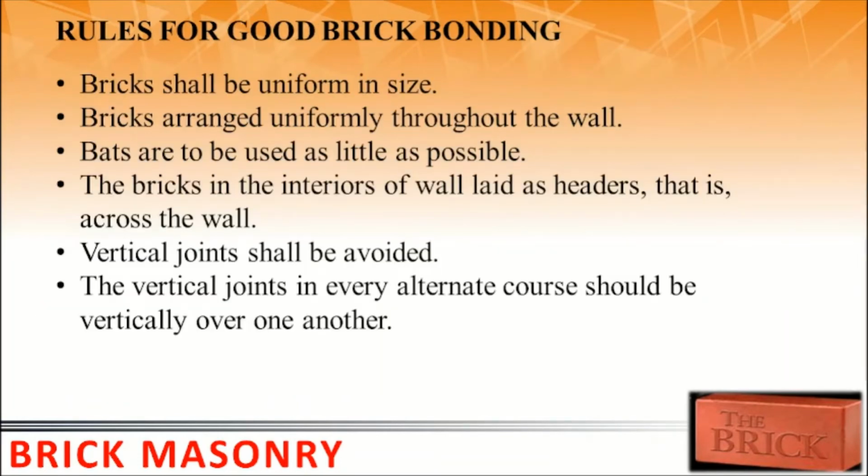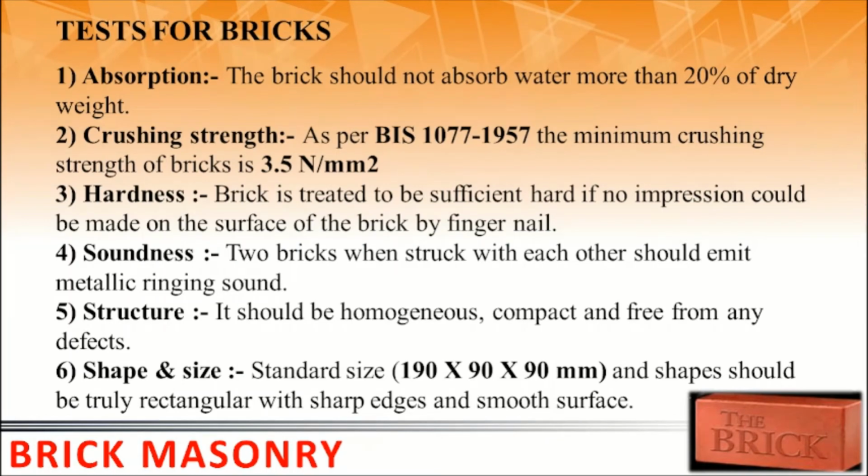Now the rules for good brick bonding. The bricks shall be uniform in size. The bricks arranged uniformly throughout the wall. Bats are to be used as little as possible, but in the case of the English bond or the Flemish bond or the header bond, these bats or the closures are used as necessary. The bricks in the interior of the wall are laid as headers, that is across the wall. Vertical joints shall be avoided. The vertical joints in every alternate course should be vertical over one another. They should not differ.